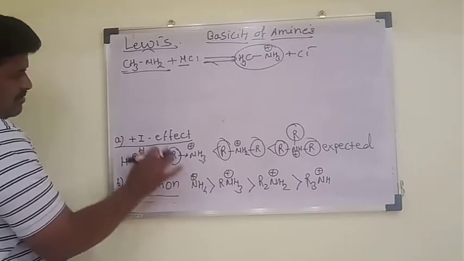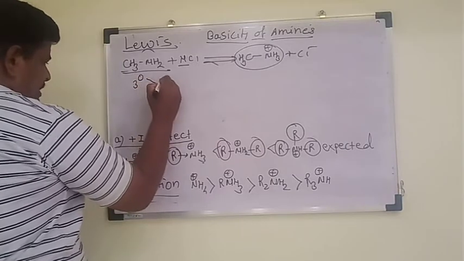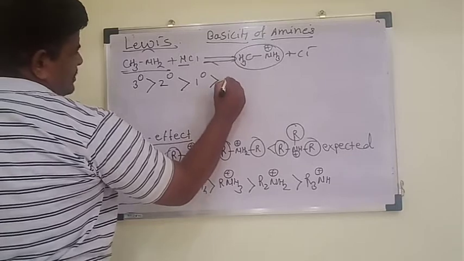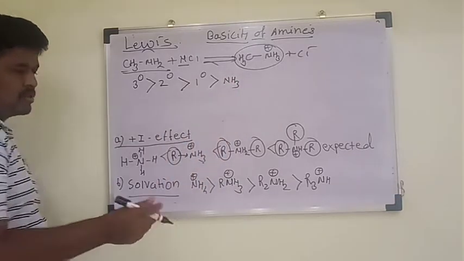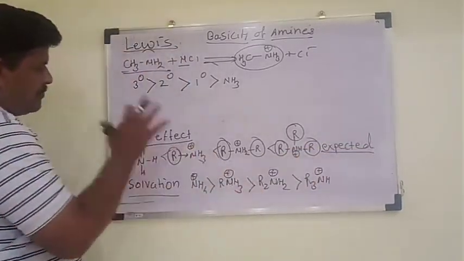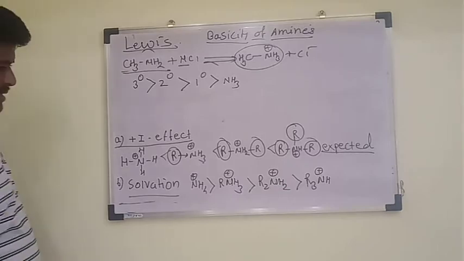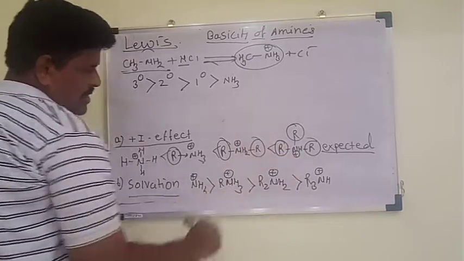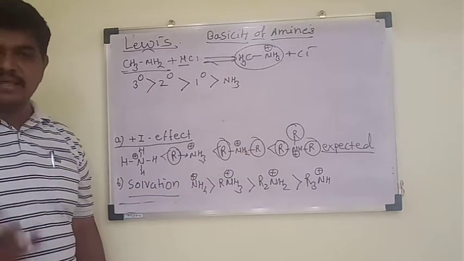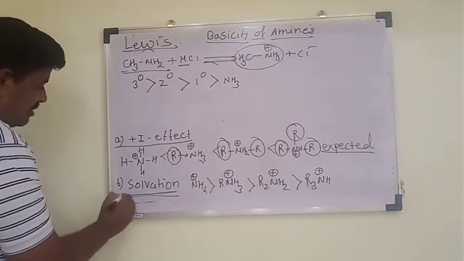And according to this, we can say that tertiary amine is more basic than secondary amine, which is more basic than primary amine, which is more basic than ammonia. This is according to plus I inductive effect. So this is the expected order of basicity. But actually this tertiary amine is less basic as compared to this. That means there must be another factor which affects the basicity, and that another factor is solvation.